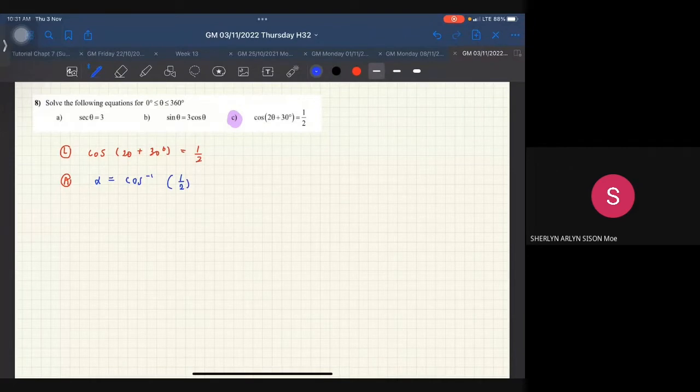Okay, so what you are supposed to get, apa sebenarnya kita dapat kat sini? Nombor berapa ni? 8. Number 8. C. Okay, so shift cos 1 over 2, saya akan dapat 60 degree. I will get 60 degree over here.